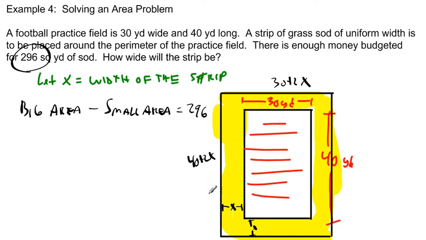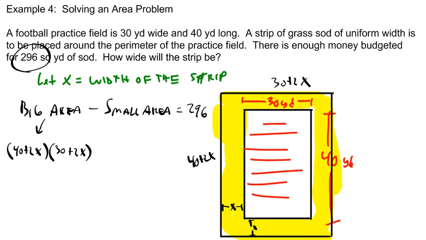So the big area, the whole entire area, is going to be the length times width, right? I mean, that's just the area of any rectangle. So this area right here is going to be the length. So 40 plus 2x times the width, 30 plus 2x. All right, and so that gives us the entire area.